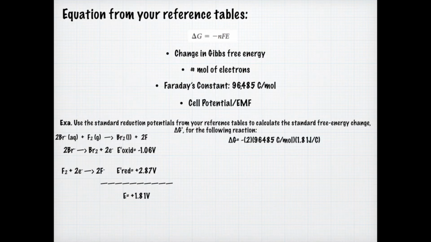Notice unit-wise, the 2 moles of electrons don't have units. I have coulombs per mole for Faraday's constant. I've got joules per coulomb for my cell potential, because remember, the units for volts are joules per coulomb. When I cancel everything out, I end up with joules per mole, which are my units for my change in Gibbs free energy. What I get is negative 349,000 joules per mole, or I could just say negative 349 kilojoules per mole. Notice this value is negative. My cell potential is positive, which makes sense because this is a spontaneous reaction.